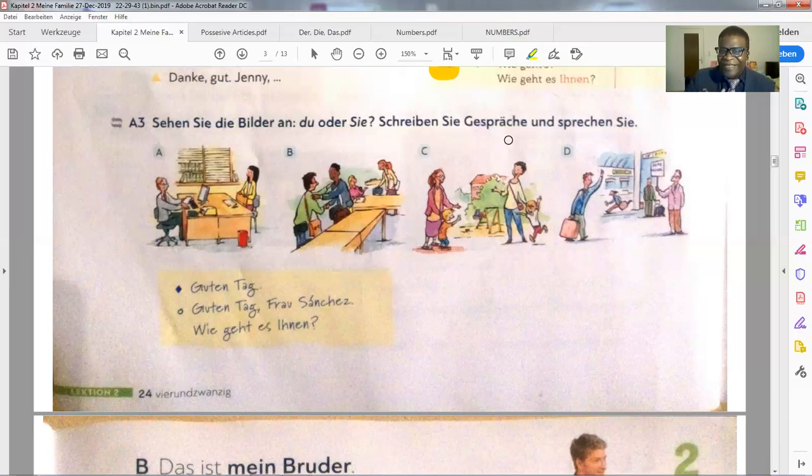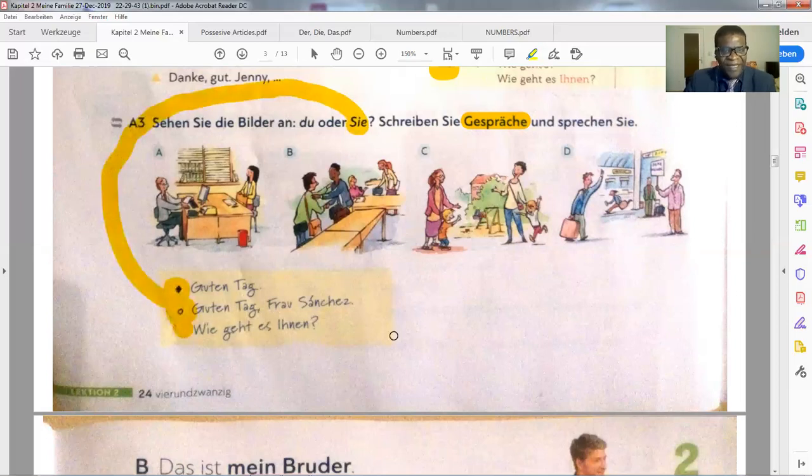Schreiben Sie Gespräche und sprechen Sie. They're saying, write, okay? The Gespräche, you remember, it's conversation. Conversation in German, and speak it. So you can write about this picture, this picture, this picture, and this picture, then you speak it. So here, the conversation is Guten Tag, I think this is picture one. Guten Tag, Frau Sanchez. Wie geht es Ihnen? Somebody's coming to work. This is formal, is it? So we are going to use this one, Sie. Okay. So this one, formal.